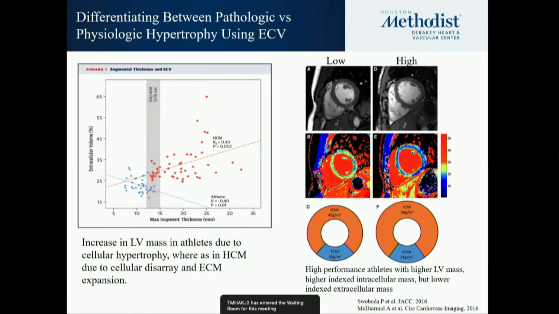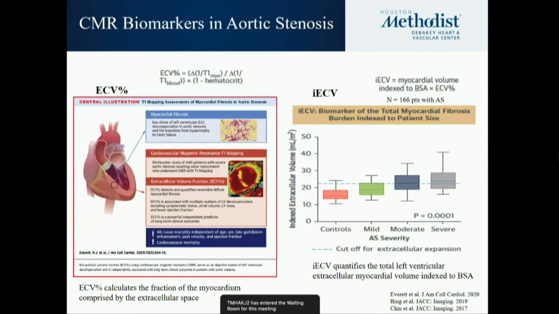This is important because it tells us that the extracellular matrix is a dynamic process, and the LV mass is also a dynamic process, with the interplay between the ratio of the extracellular matrix and the cellular mass. And so we know from recent studies that there are 2 CMR biomarkers in aortic stenosis, one being the ECV, which I discussed, and also an indexed ECV, which is essentially the ECV multiplied by the indexed myocardial volume.